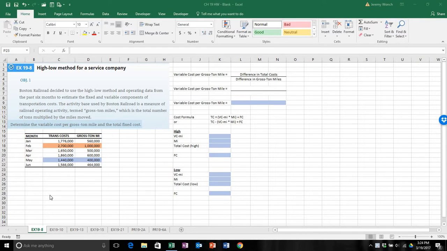Okay, so this is chapter 19. And so 19 is based on cost behavior and cost volume profit. Essentially what we're going to be doing is looking at the relationship between fixed cost, variable cost, the quantity produced, and the profit that we make. A fixed cost is something that doesn't change based on quantity.